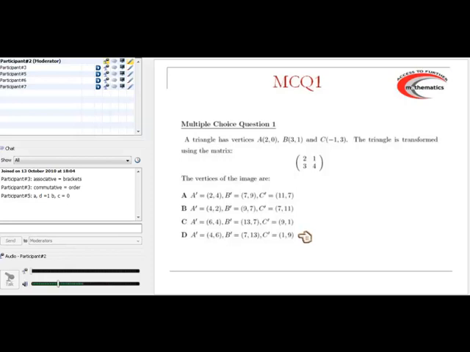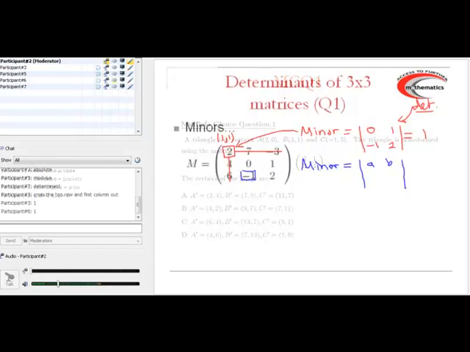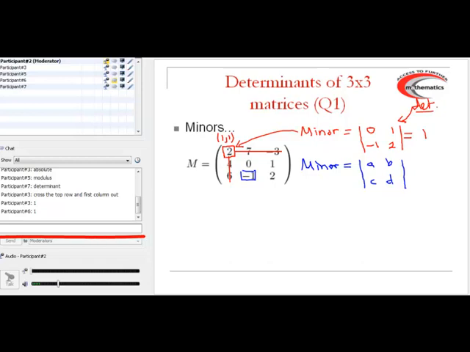The answer. You can use the chat facility to answer questions. If I write A, B, C and D in there, can you tell me what A, B, C and D will be equal to? Yep, okay, so it will be 2 minus 3.